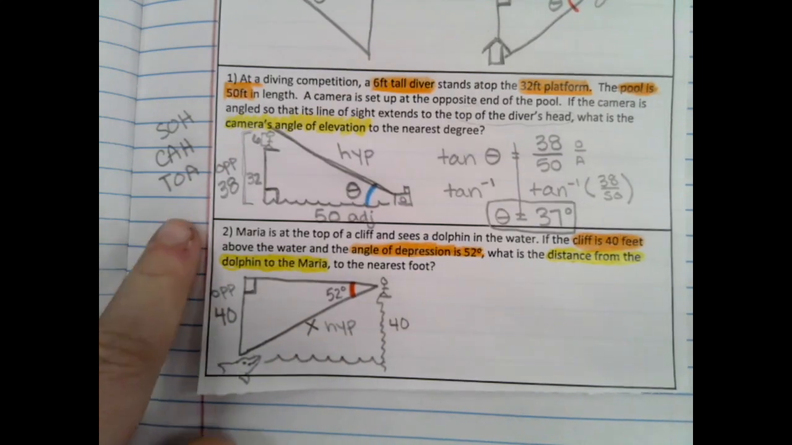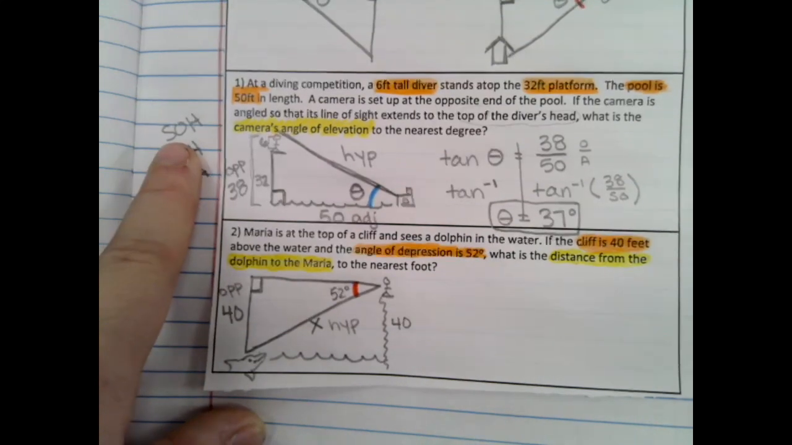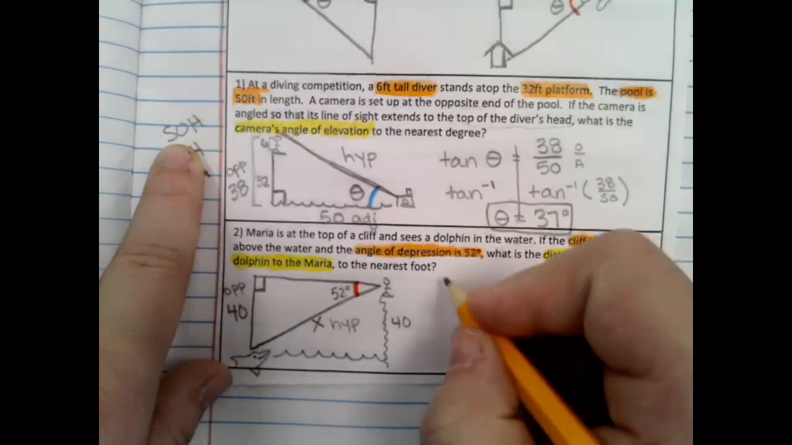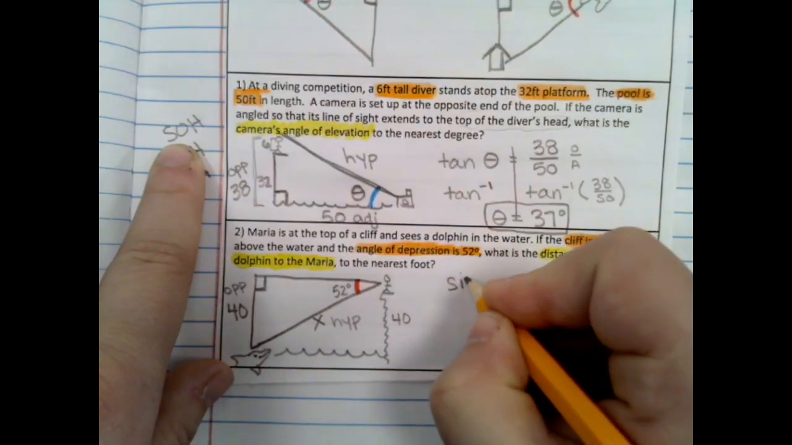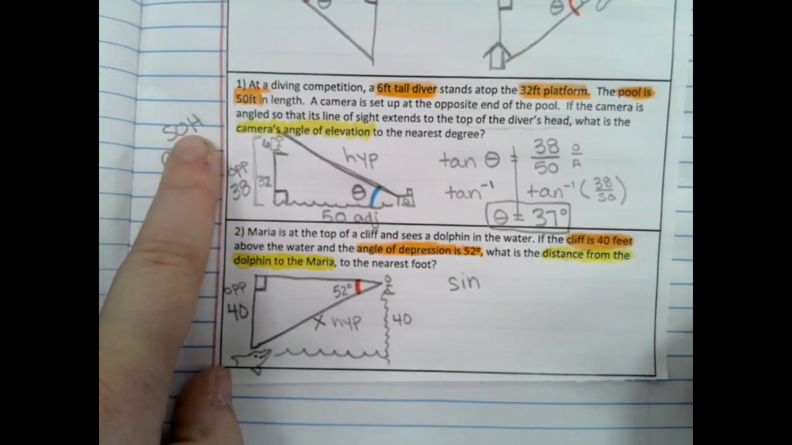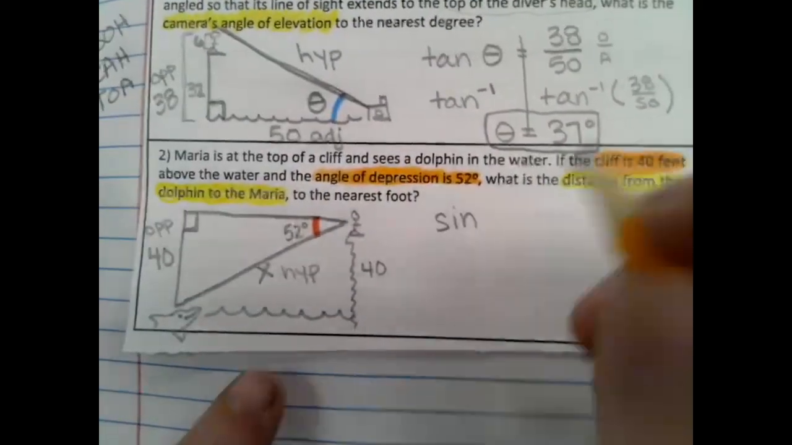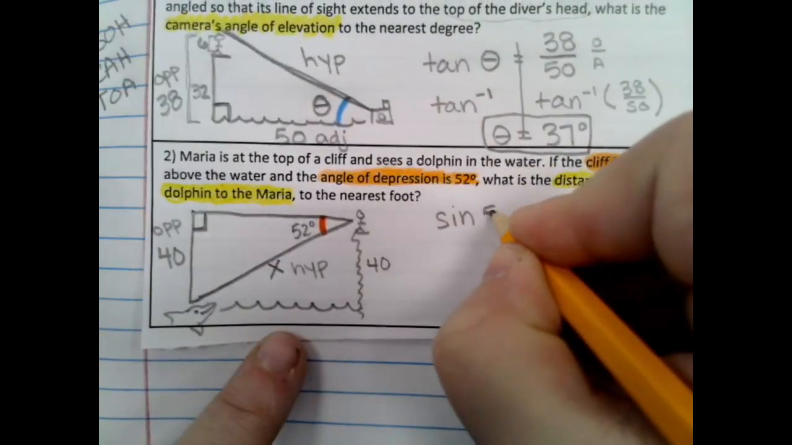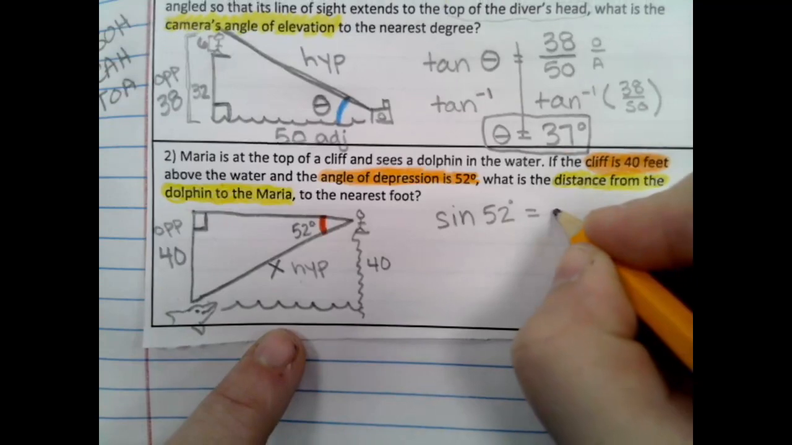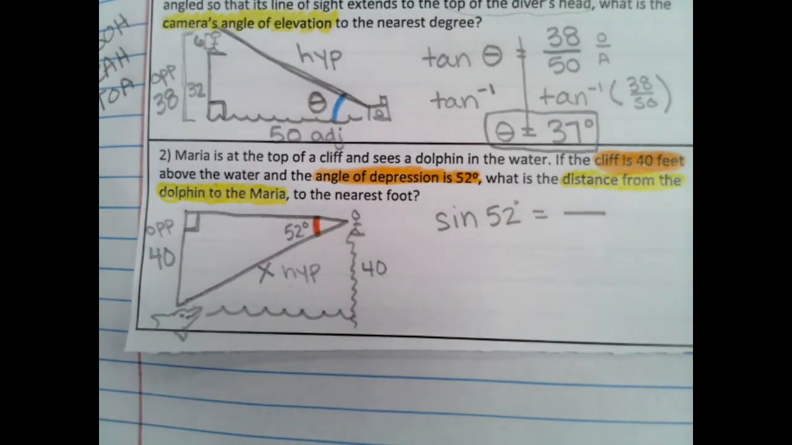CAH has adjacent and hypotenuse. So I want that S one. What's that S word again? Sine. Good. It looks like sin, but we say sine. So that's our opposite and hypotenuse. So sine of, what's our angle? 52 degrees equals. And then it goes O over H.